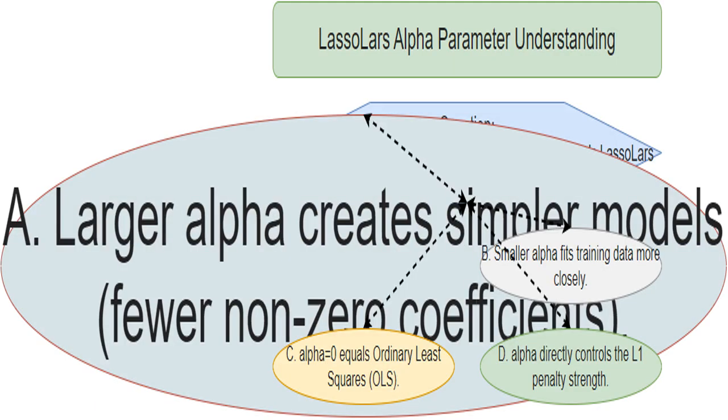With a smaller alpha*, the penalty is weaker. This means the model can more closely fit the training data. However, this closeness to the training data can come at the cost of potentially overfitting, where the model might perform poorly on new, unseen data.